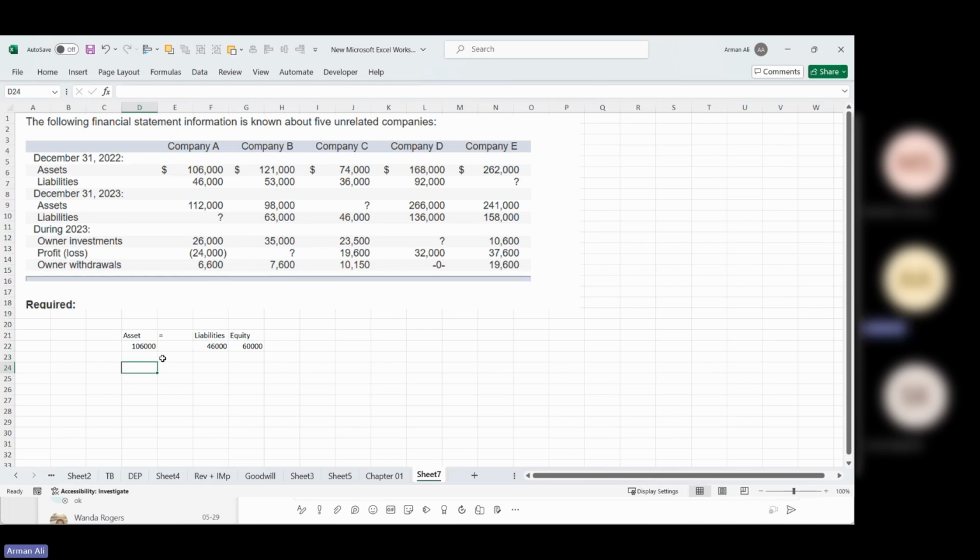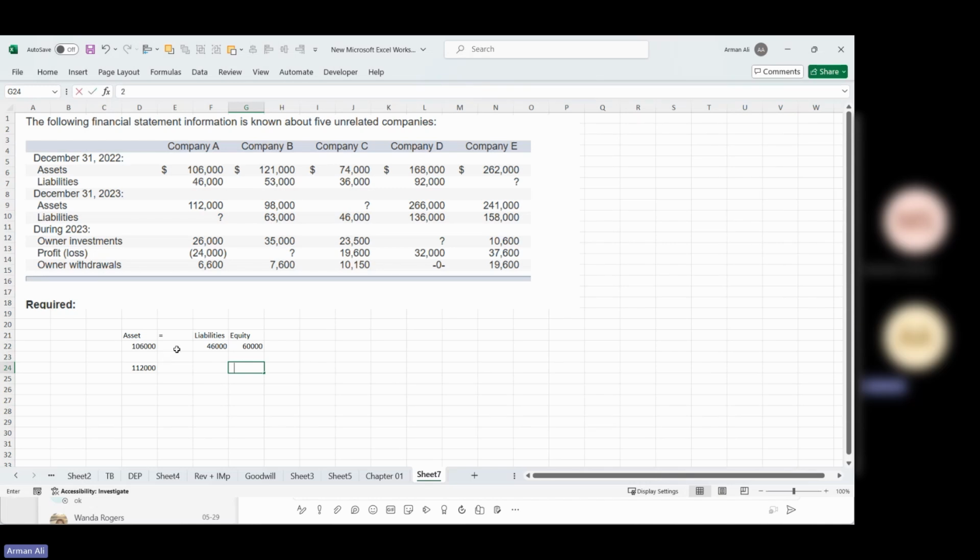December 31st, 2023, what was the equity for company A? So for that, first we need to have the liabilities as well. 112,000. I don't know the liability, but I know the statement of changes in equity, which is 26,000 minus 24,000. And we have withdrawals. Withdrawals is always a negative value because they're taking the money out, right? So I'm going to do a sum over here, and I'm going to copy this formula.